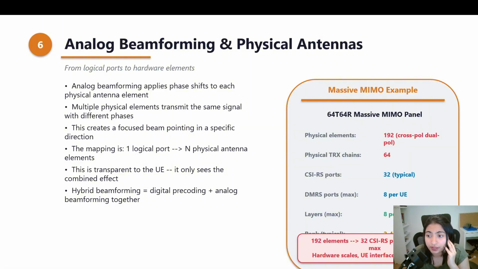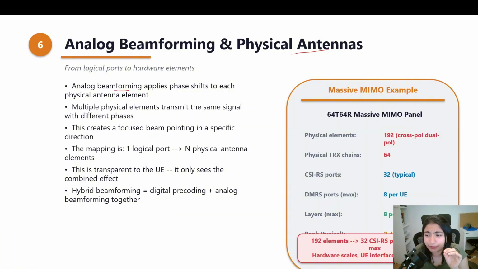Now, this is where we cross from the logical world to the physical world. So in our factory analogy, think of these physical antennas as the actual trucks that deliver data. This is the actual medium. So by analog beamforming, what we mean is that each logical port's signal is fed to multiple antenna elements, each with a phase shifter. By adjusting the phase, the signal from all the elements add up constructively in one direction and destructively in others. So this creates a focused beam.